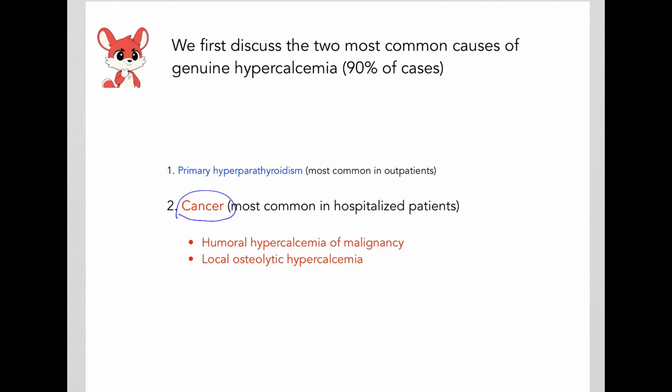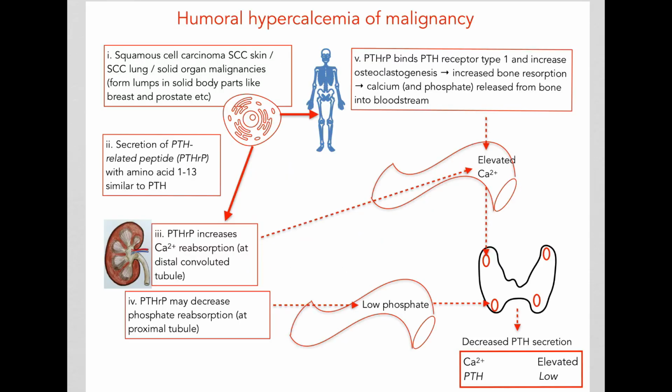Now let's look at the second major cause of genuine hypercalcemia, and that is cancer. We'll look at two aspects. One is humoral hypercalcemia of malignancy, and the second is local osteolytic hypercalcemia. Now some cancers like squamous cell carcinoma in the skin or in the lung, as well as various solid organ cancers. These are cancers that form lumps in solid parts of the body, such as the breast and prostate.